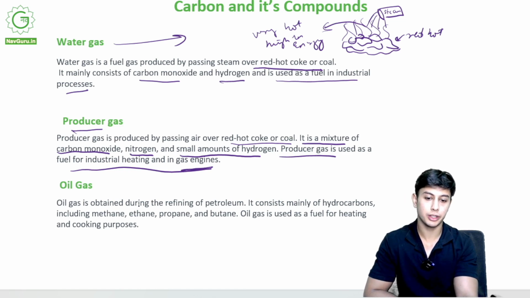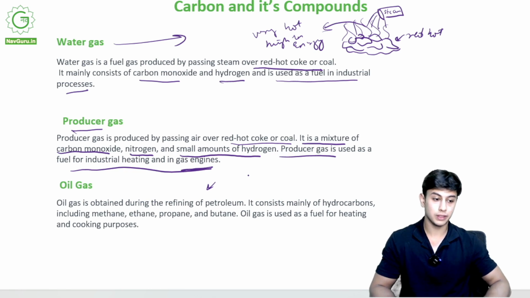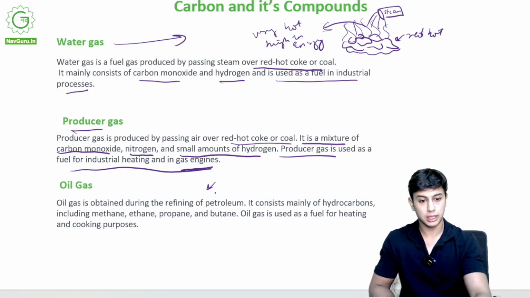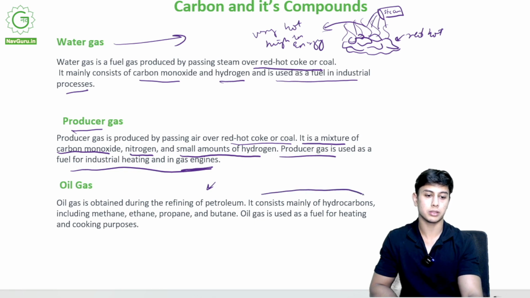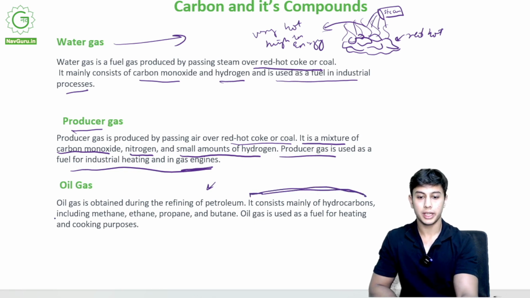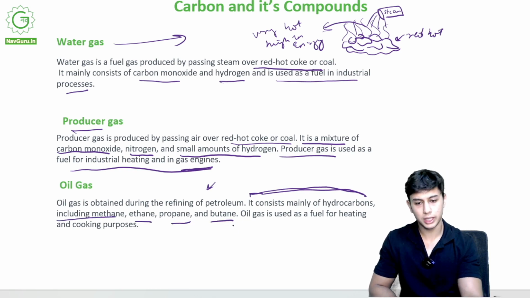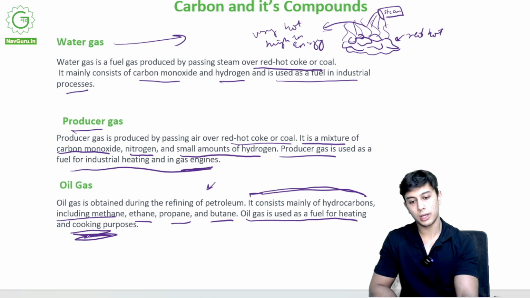Now we come to oil gas. Oil gas is obtained during the refining of petroleum. Like I told you, when we go into refineries and we find petrol is being used, we get a lot of byproducts. Oil gas is one of those. It consists mainly of hydrocarbons, including methane, ethane, propane, butane. These are all names of hydrocarbons that are obtained. Oil gas is used as fuel for heating and cooking purposes.